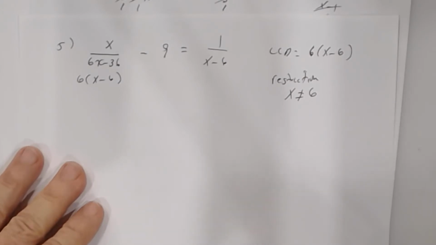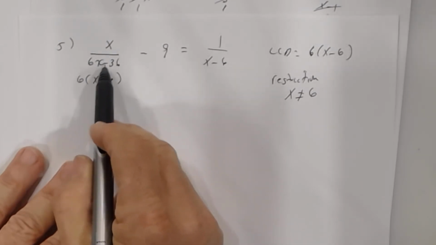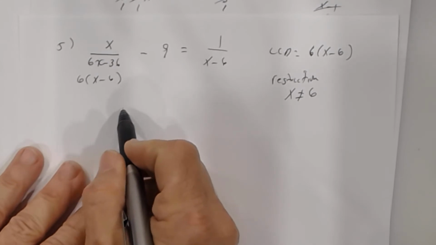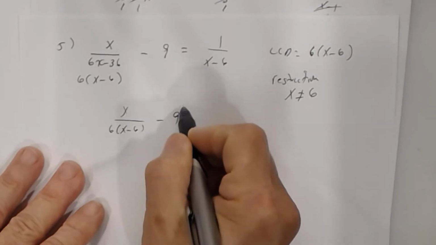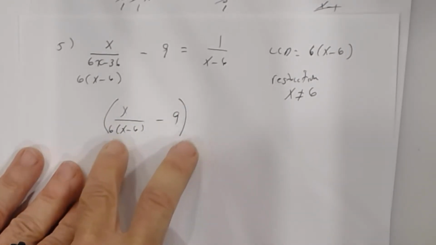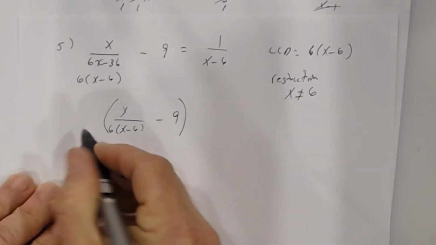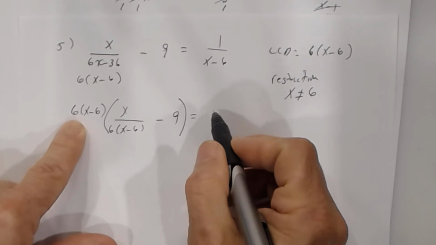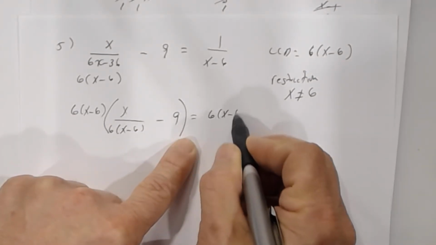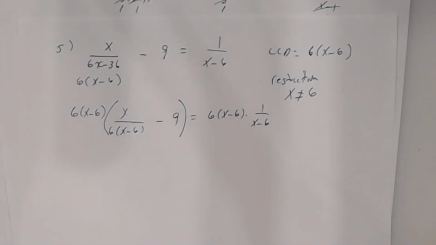Multiply both sides by the LCD, which is 6 times x minus 6. All right, now remember though, remember we factored this, right? Okay, so rewrite this as x divided by 6 times x minus 6, minus 9. And notice I'm putting that in parentheses because there's more than one rational expression here. All that has to be multiplied by the LCD. And what's the LCD? 6 times x minus 6. Equals. And then on the other side also, what you do to one side, you do to the other. So 6 times x minus 6 times the right-hand side. All right, so remember the whole point of multiplying by the LCD is to make those denominators 1. So you want to clear your fractions.